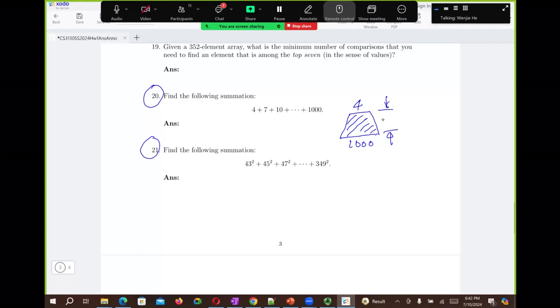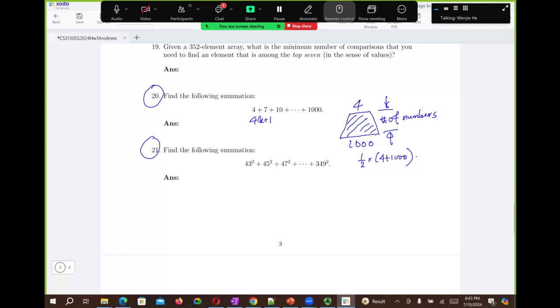So the height is the number of elements, the number of numbers. We only need to count the number of elements. Then we can write the formula: 1/2 times (4 plus 1000) times that number.